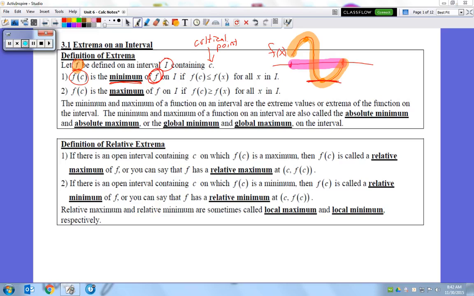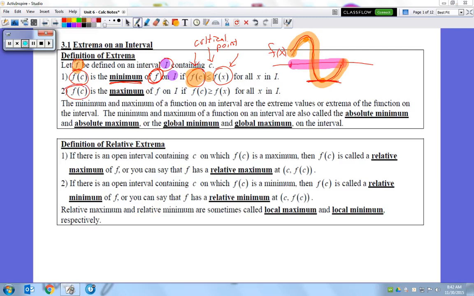Of this f function on that interval I that we were talking about, it's saying that f of c is smaller than or equal to any other y value. Both of these are y values. It's saying that this f of c right here is the smallest, or equal to another smallest, y value for all the x's in that interval I.